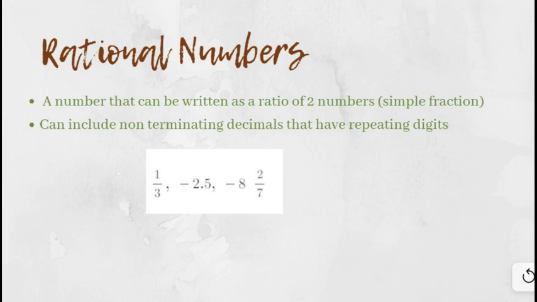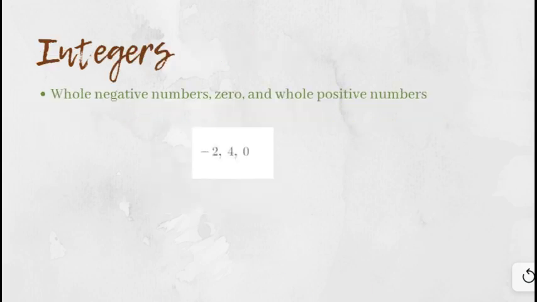So now we're going to go over what a rational number is. Compared to irrational numbers, rational numbers are numbers that can be written as a ratio of two numbers, which is essentially a fraction. Now, these can include some non-terminating decimals, but the difference is that they have repeating digits. So for example, 1 divided by 3, you're going to get 0.33333 repeating. So next one we're going to talk about is integers. Now integers include whole negative numbers, 0, and whole positive numbers.